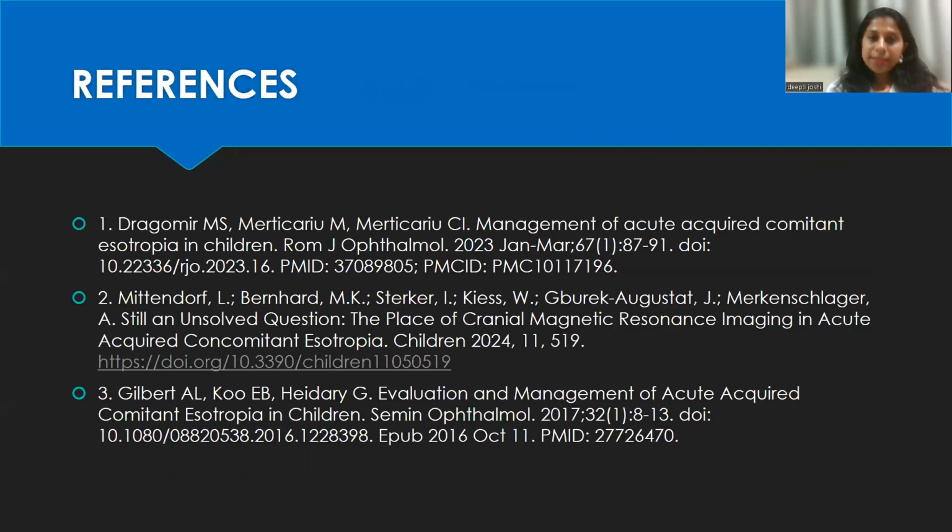So the take-home message is, if there is any child with sudden onset esotropia, please rule out sixth nerve palsy which requires mandatory imaging. In case of acute acquired comitant esotropia, where there is no significant refractive error and versions are absolutely normal, look out for other associated features, relieve the diplopia, and finally the surgical treatment to treat them.